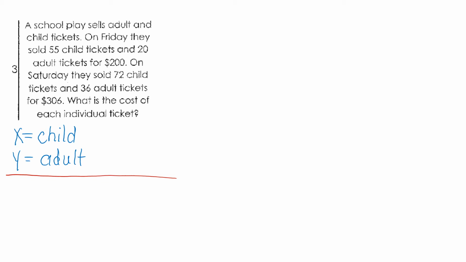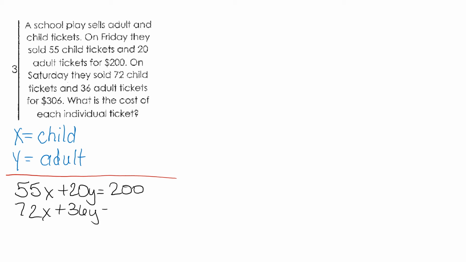And so we have that Friday they sold 55 child tickets, so 55X, and 20 adult tickets, so plus 20Y equals 200. And Saturday they sold 72 child tickets, so 72X, and 36 adult tickets, so plus 36Y, and that was a total of $306. So there's your system.